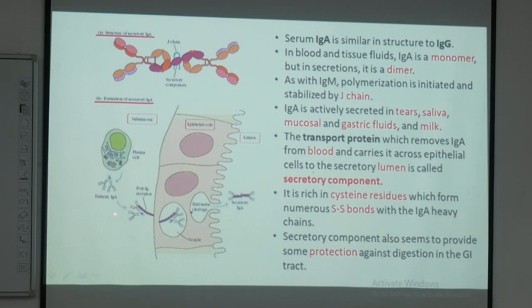So during the passage through the epithelial cells, they are acquiring this secretory component or secretory piece, and when they are within the lumen of the GI tract, they have this secretory piece, and this secretory piece helps this IgA to escape digestion in the GI tract. So this IgA is mainly found in tears, saliva, GI tract, and milk.